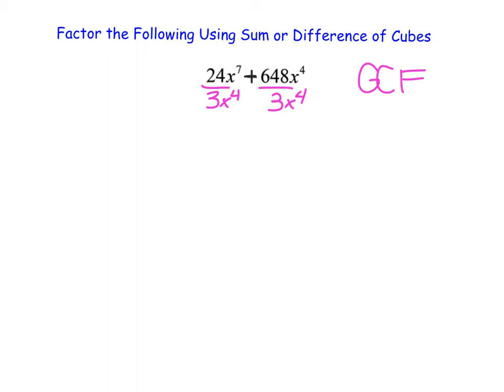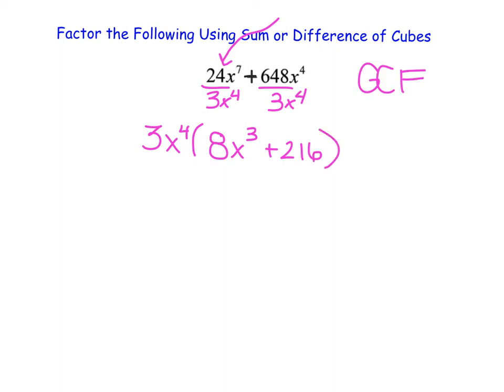Now note here that 3 might not be the largest common factor that these two terms have in common, but I do know that 3 is going to get 24 to turn into an 8, and since that's a perfect cube, I'm hoping that that'll give me a sum or difference of cubes situation that I can factor further. So if I divide both of these by 3x to the 4th and factor that 3x to the 4th out in front, 24 divided by 3 is 8, x to the 7th over x to the 4th gives me x to the 3rd. And I have a plus sign in between. 648 divided by 3 turns into 216, and the x to the 4ths cancel there.